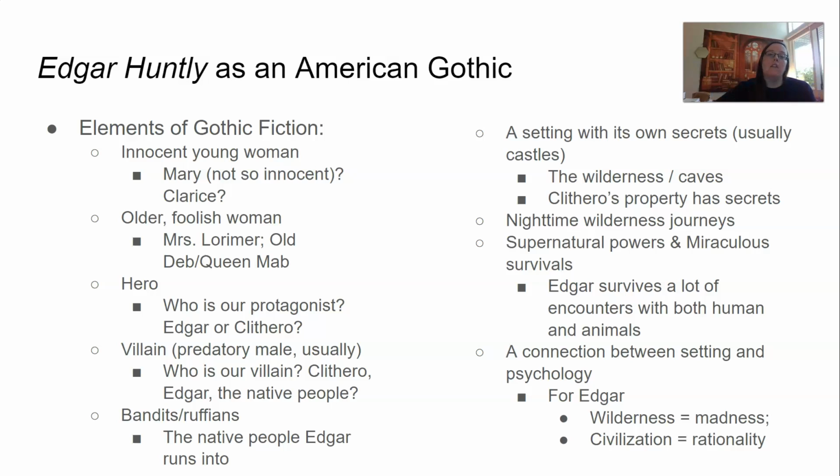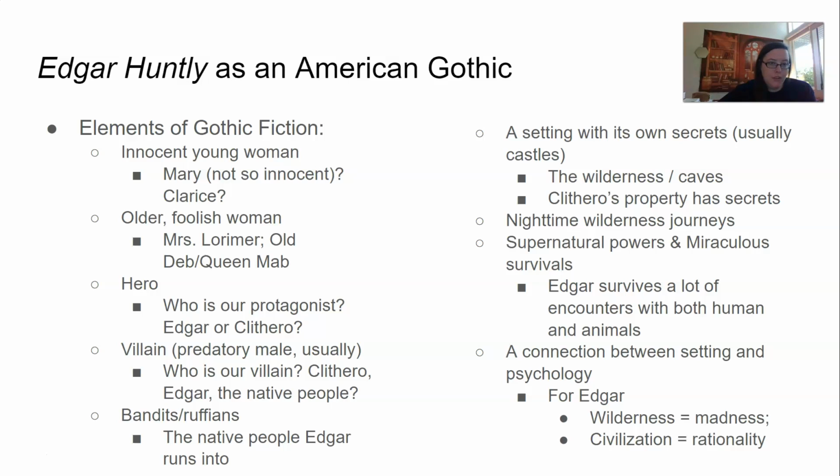We can see all of these elements of American Gothic happening in the text. So we've got this innocent young woman. We could define this in a number of ways, or we consider the confusion of this novel. It's like there's a parallel between many of our characters. So is Mary our innocent young woman? Well, we learn that she's not so innocent, so maybe not. Maybe it's Clarice.